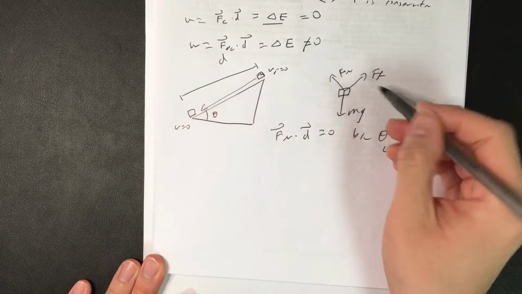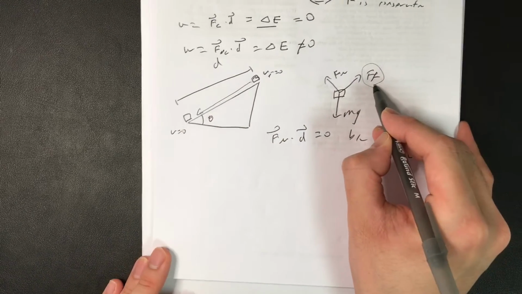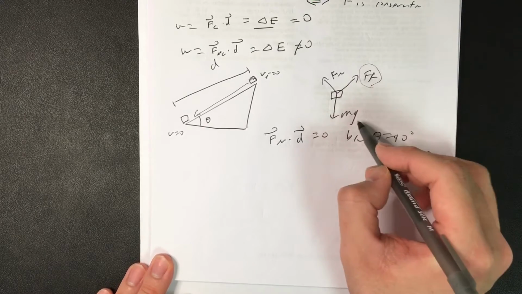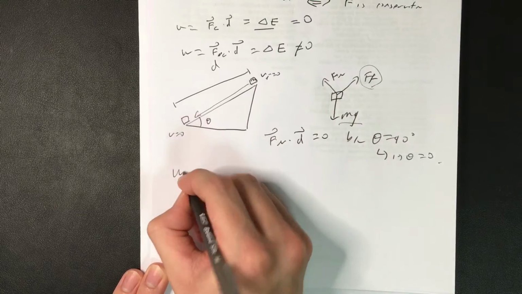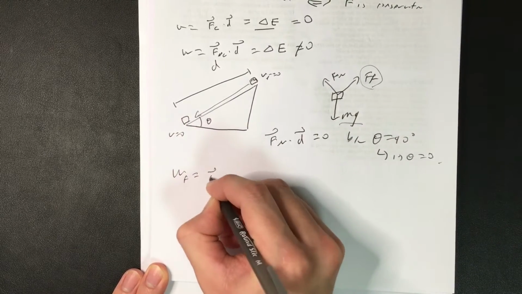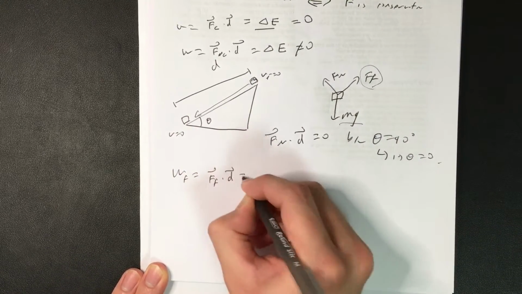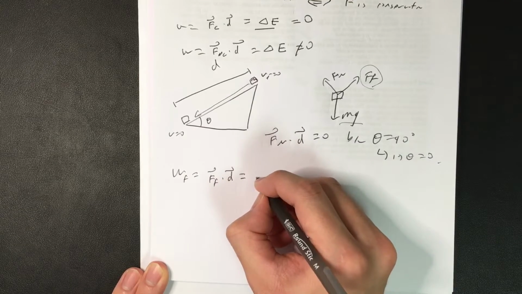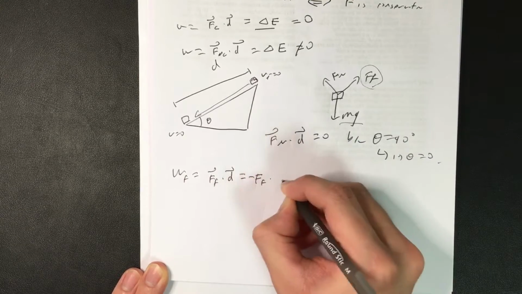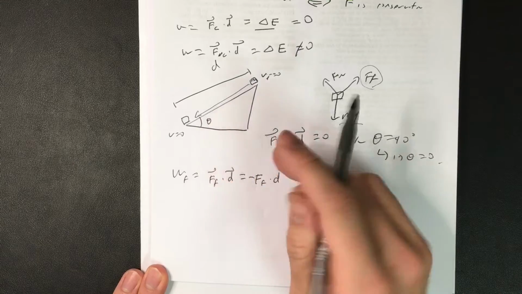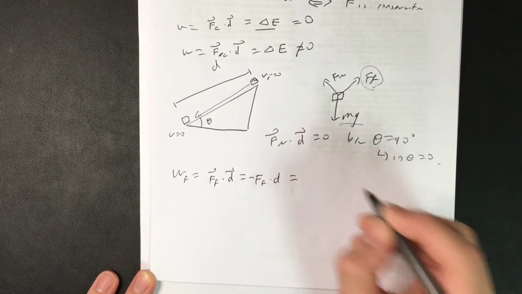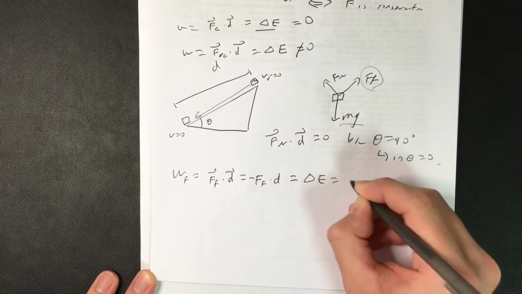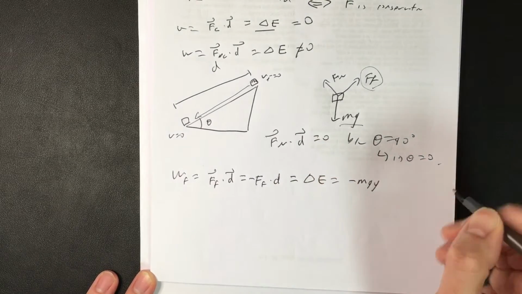So therefore, we can only think of the work done by friction force, because for conservative forces, the change in energy is 0. So the work done by friction, which equals the force of friction dot product with displacement, equals negative the force of friction times distance, as they are opposite to each other and cosine 180 degrees is negative 1. This equals the change in total energy, which is negative mgy.